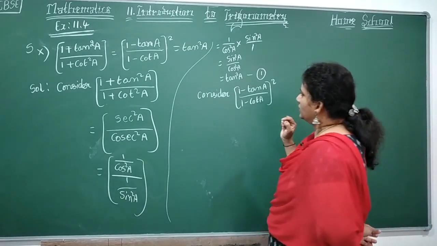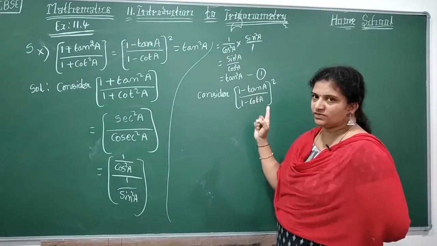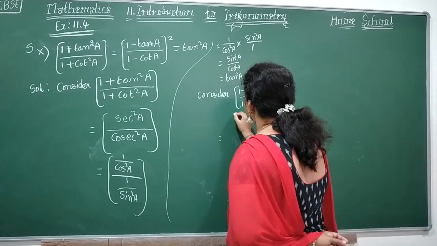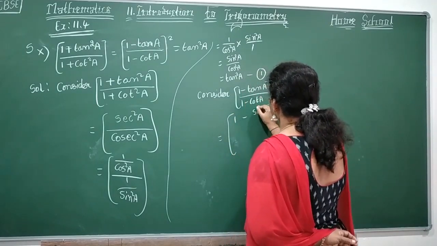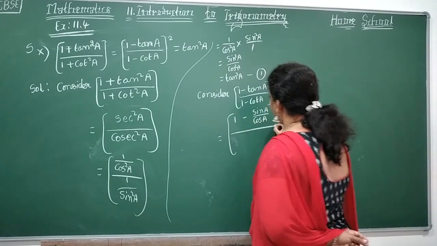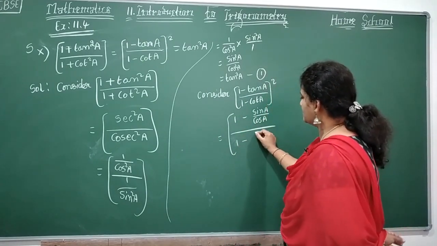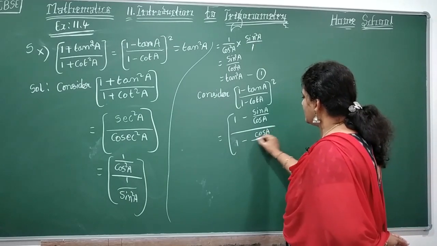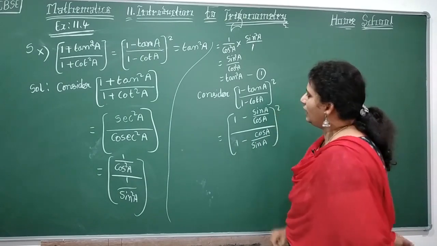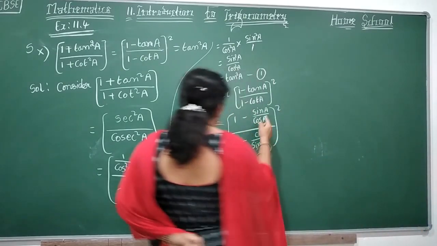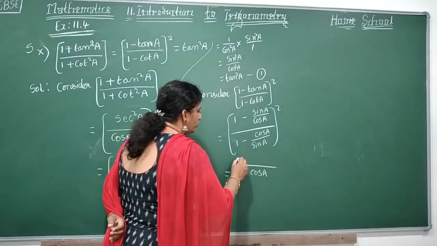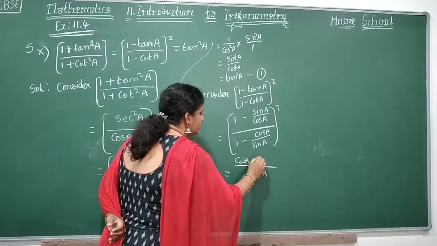So here, let me change tan A in the form of sin A by cos A, and cot A in the form of cos A by sin A. That is equal to 1 minus sin A by cos A whole divided by 1 minus cos A by sin A whole square. Okay. Now again do LCM here. 1 and cos A LCM will be cos A. Numerator, what are you going to get? Cos A minus sin A.